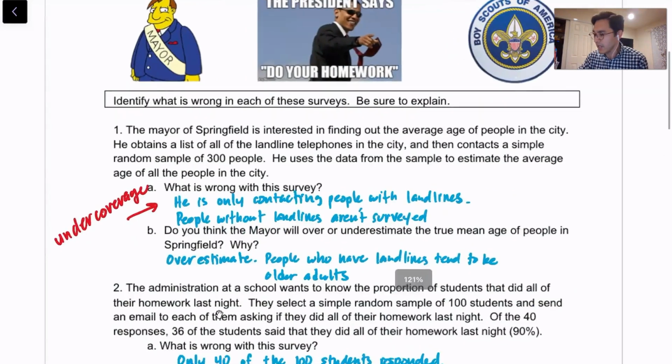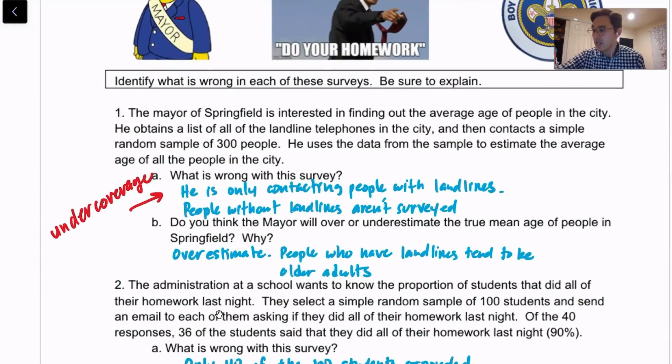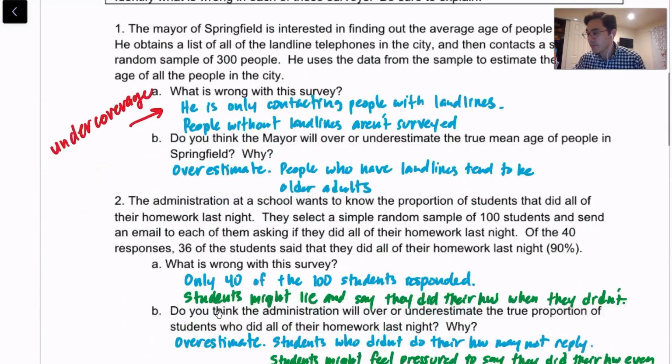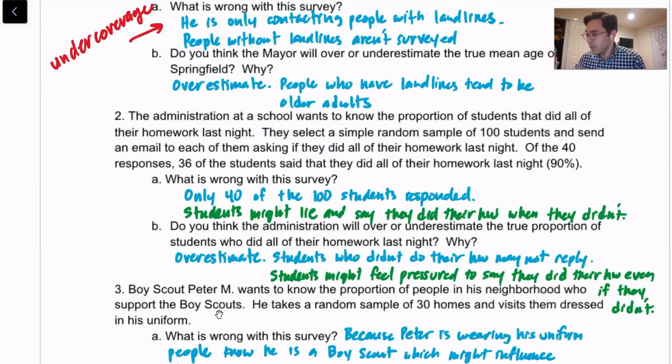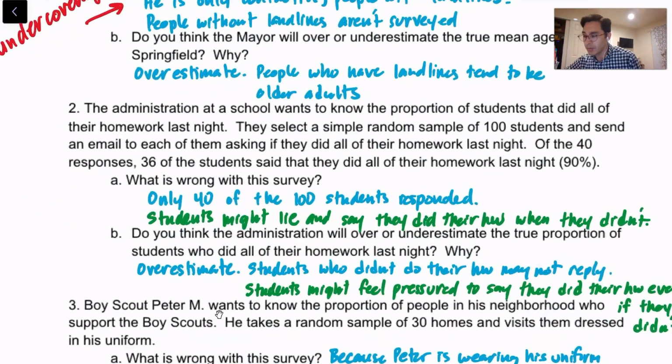All right, great. Let's go ahead and move on to scenario number two. The administration at a school wants to know the proportion of students that did all of their homework last night. They select a simple random sample of 100 students and send an email to each of them asking if they did all of their homework last night.